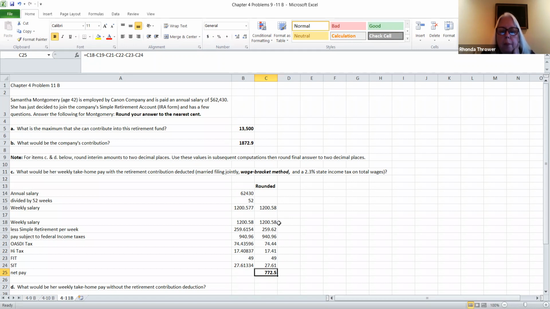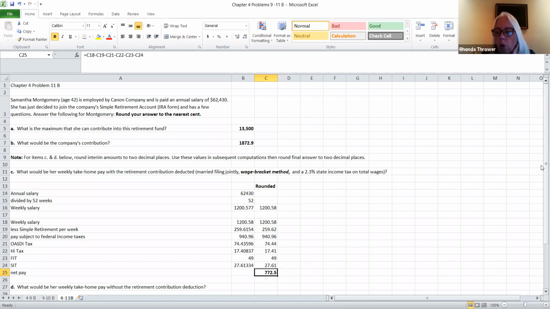The net pay then is going to be $1,258 minus $259.62 minus $74.44 minus $17.41 minus $49 minus $27.61. The total amount of the net pay is $772.50.